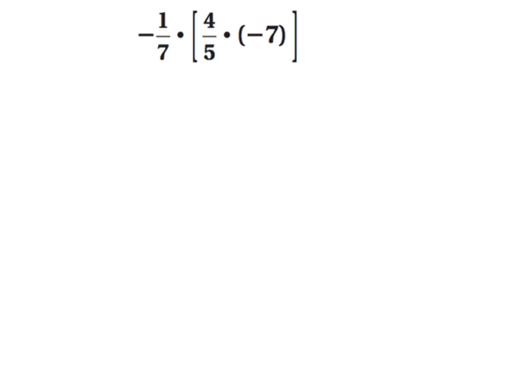Okay, next we're going to multiply some fractions with a mixed number. I'm going to follow order of operations, so I'm going to multiply 4/5 by negative 7. And we know that we can take any integer and turn it into a fraction by just putting it over 1. Those are still equal, but now my numerators are lined up, and I've got a denominator I can multiply by.